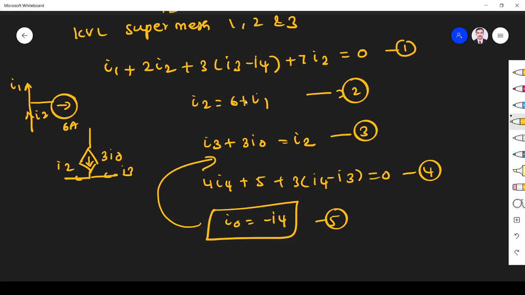So in this way, we can write KVL equations for the supermesh. I hope you understand all the 3 problems. If you have any doubt, please ask me in the comment section. I will clarify. Thank you.